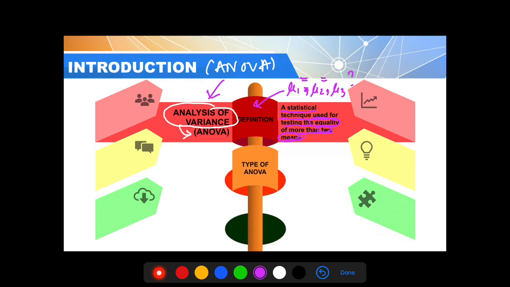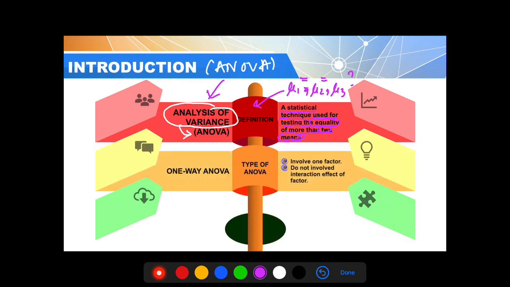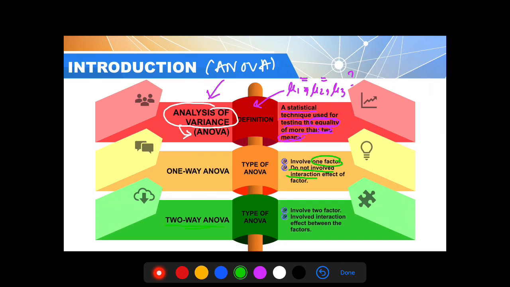There are two types of ANOVA. The first one is one-way ANOVA. In one-way ANOVA, it involves one factor and does not involve interaction. In two-way ANOVA, you will have two factors and it involves interaction effect between the two factors. So we'll look at one-way ANOVA and two-way ANOVA one by one.